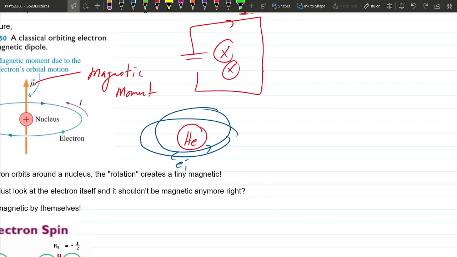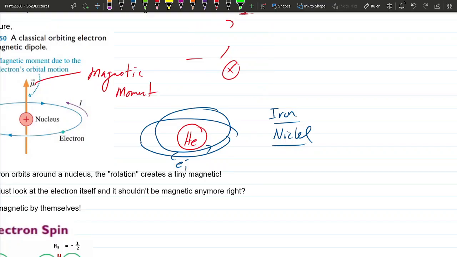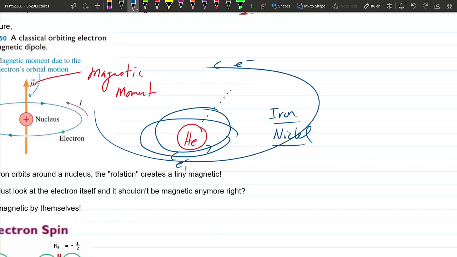But for some other elements, I wish you had a periodic table in here, for example iron and nickel, these are highly magnetic elements. Iron and nickel have what's known as an unpaired electron. The electron shell structure of iron and nickel is more complicated because there are so many electrons around. But once you get to the outermost shell, there's just an extra electron that is not paired. This unpaired electron is the reason why iron and nickel are magnetic, okay?